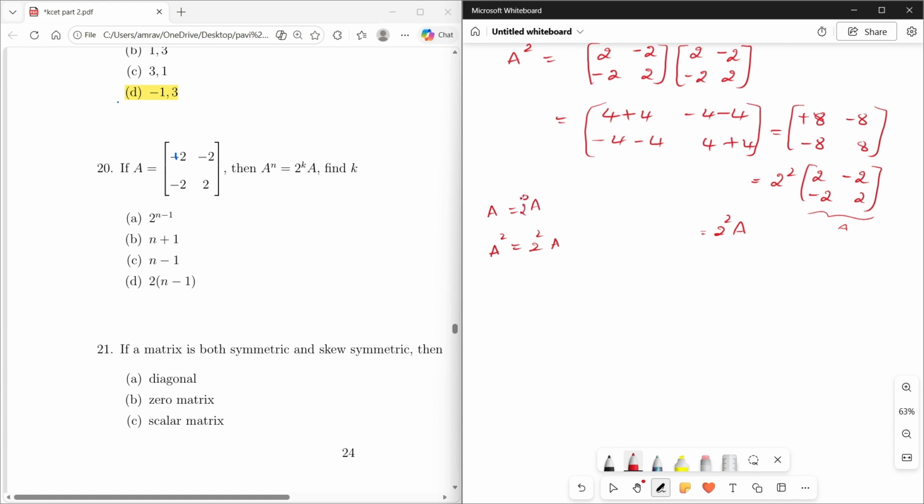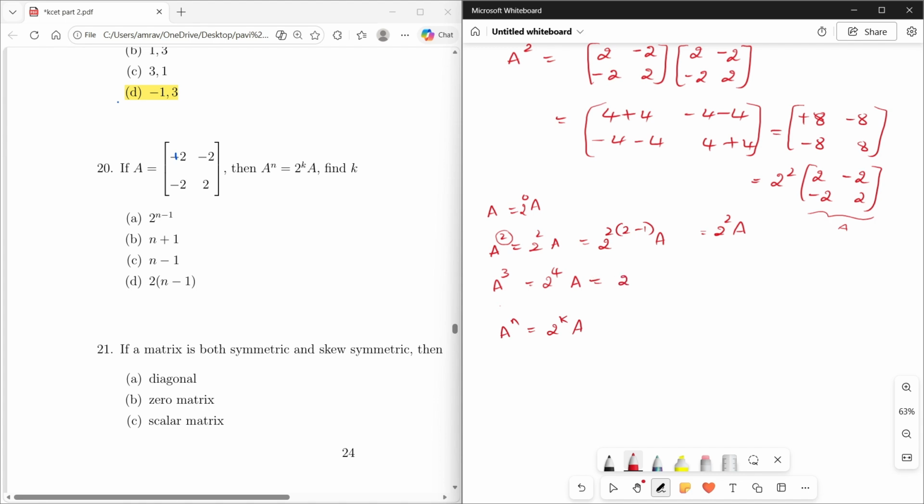I'll write this as 2 power 0 into A. So now what will be A power 3? By following this pattern, it will be 2 power 4 A. Okay, so on. You have to find, they have given the condition that A power n is equal to 2 power k into A. So now I can write this 2 square into A as 2 power 2 into 2 minus 1 into A. As you could see, the value of the power of A is 2. So that is why I'm taking 2 minus 1.